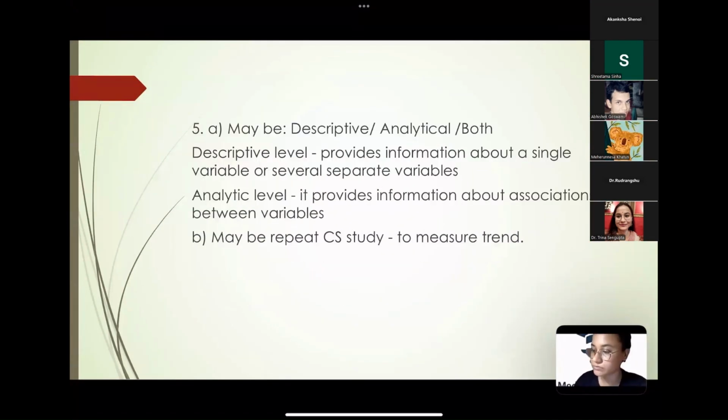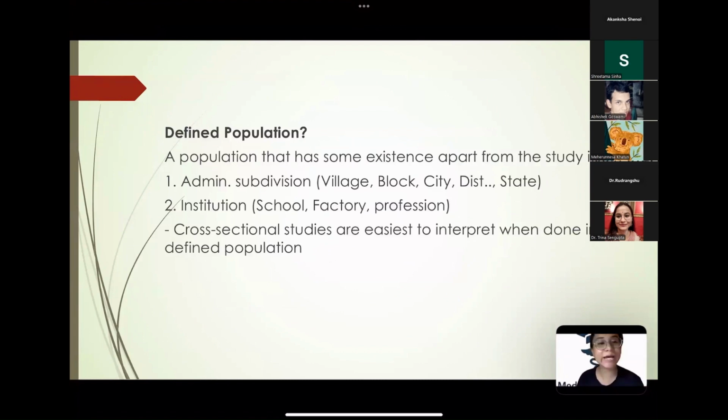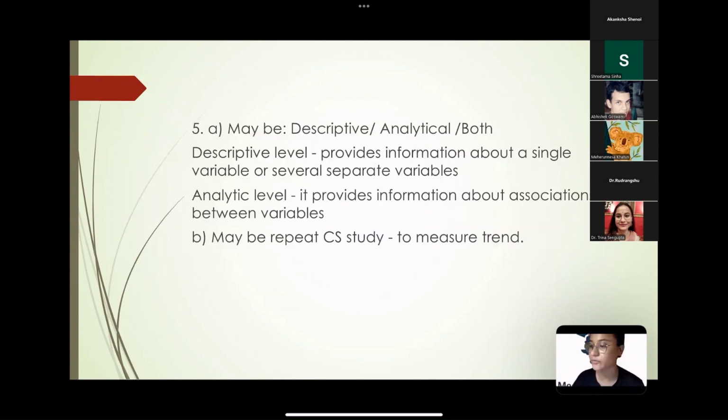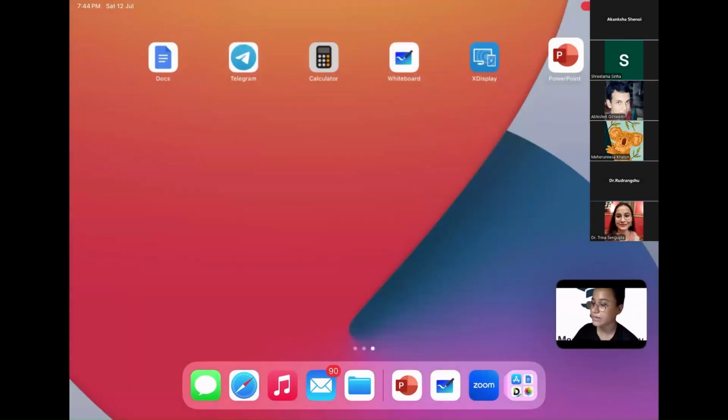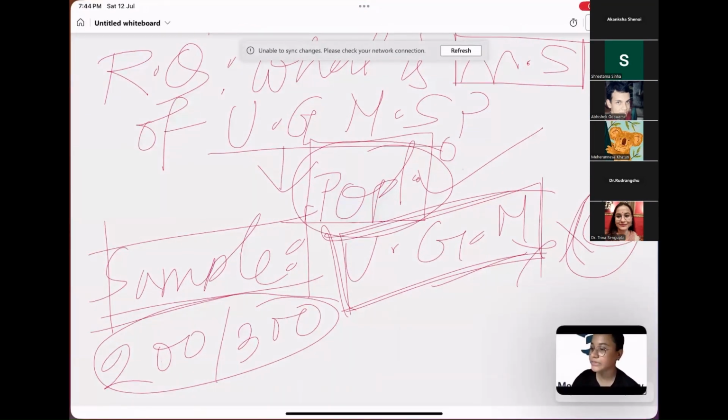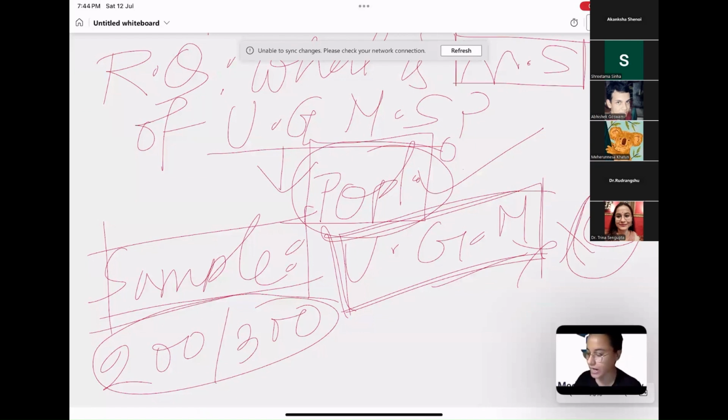Now, defining is done. From where, what school, maybe what village, how we are defining the population. Now, maybe I told you an analytical study can be descriptive or maybe both. Okay, it can be descriptive, it can be both. How?